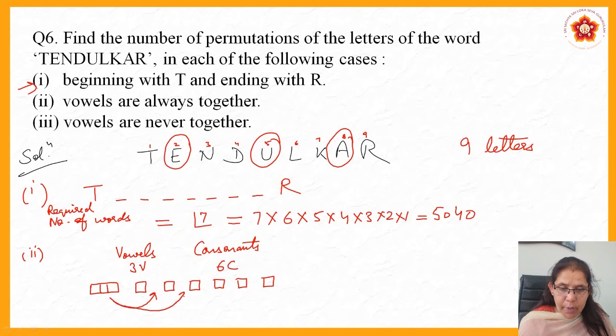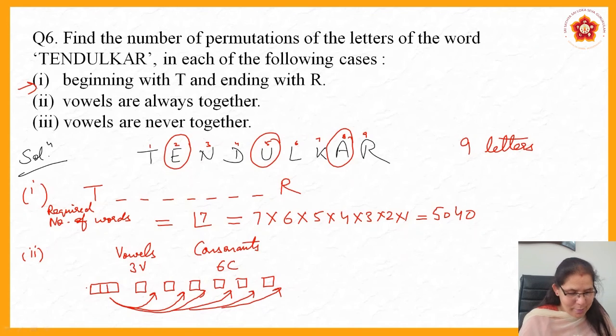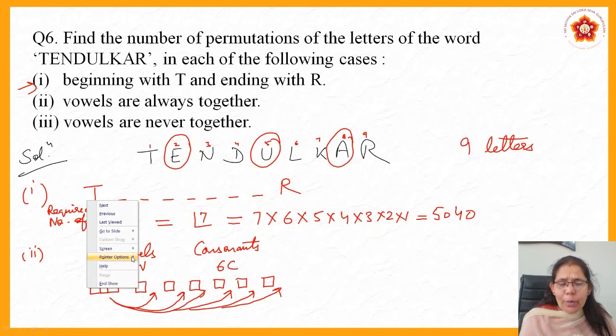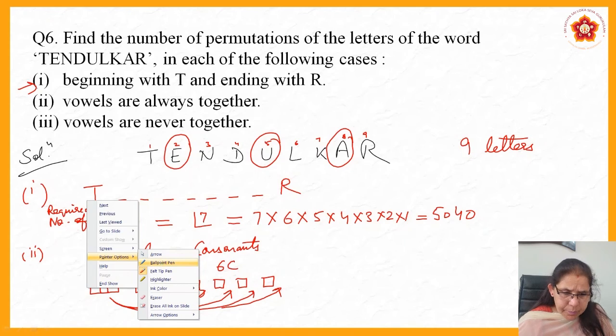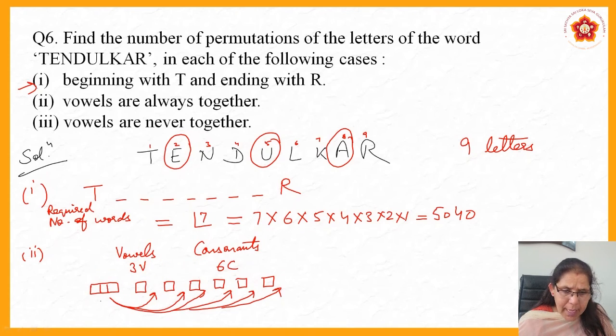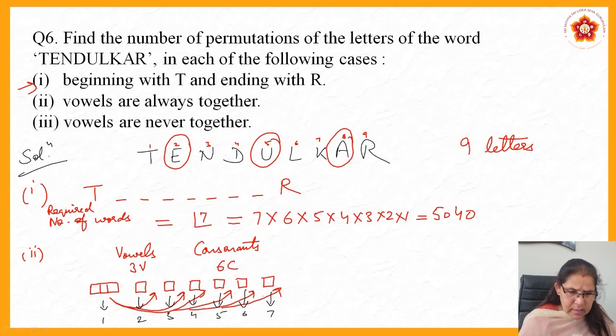These 3 vowels which are together, they can come here, they can come here, they can take any place, but all the 3 vowels will be together. So don't you think we can treat them as one unit? And you see how many places do we have? We have 1, 2, 3, 4, 5, 6 and 7.